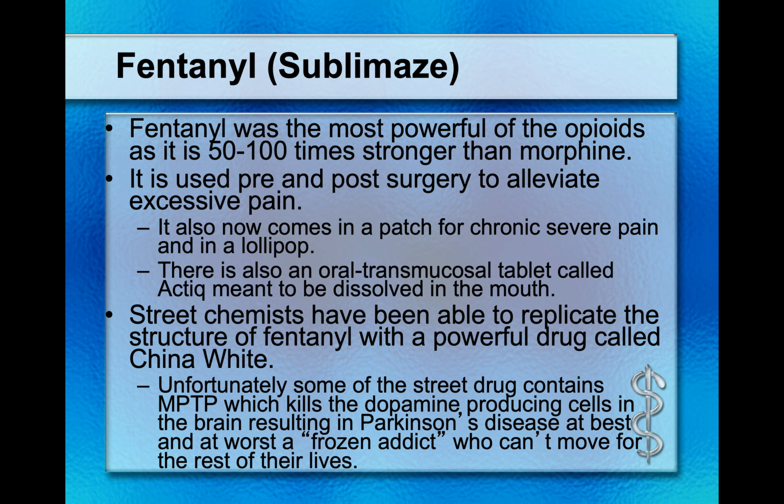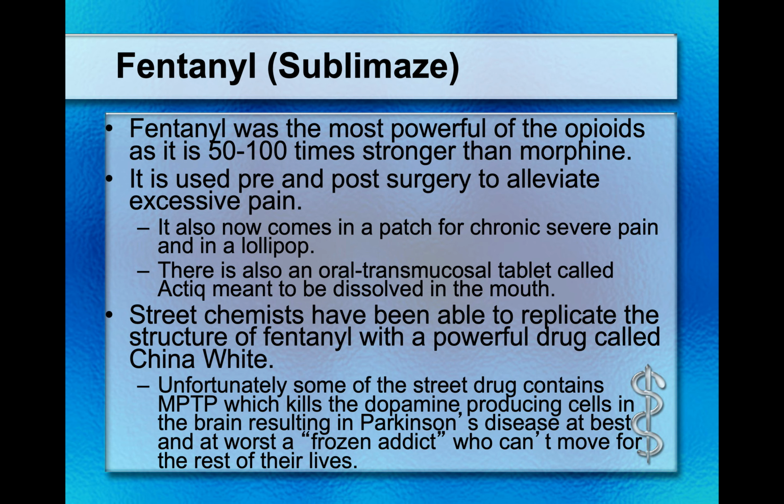This is a really serious problem. And this stuff has been coming across the Mexican border. They will manufacture it in China, and then they'll ship it to Mexico, and then they'll smuggle it across the border. And that is known as China White. Unfortunately, some of the street drug contains MPTP, which kills the dopamine producing cells in the brain, resulting in Parkinson's disease at best, and at worst, a frozen addict who can't move for the rest of their lives.